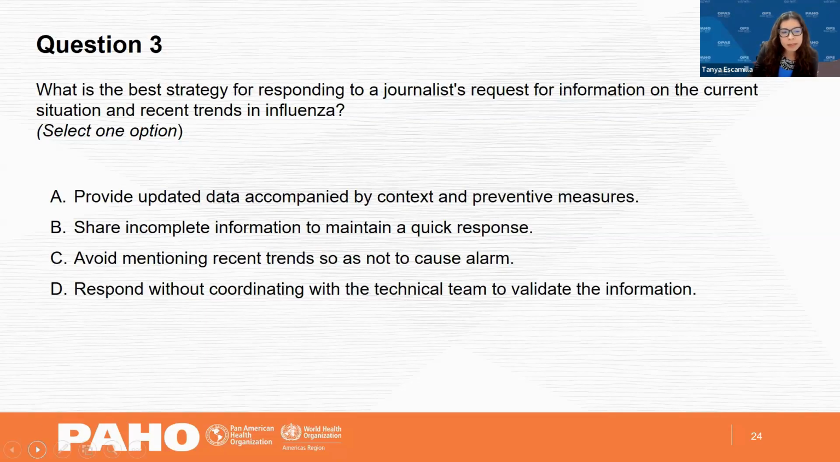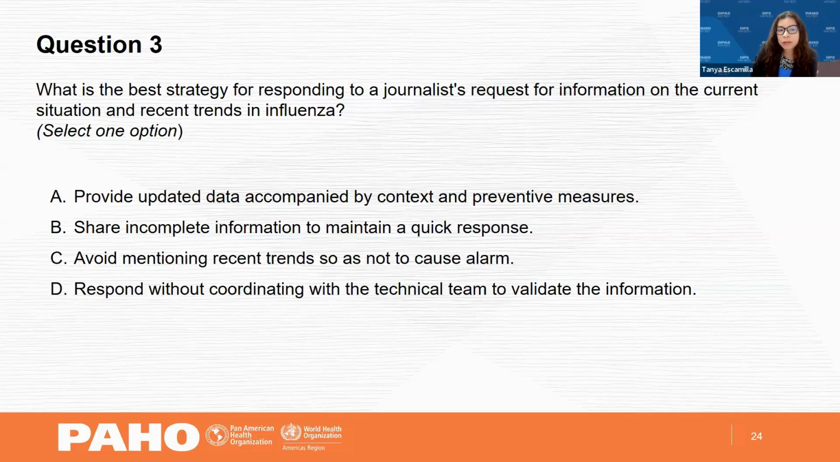Now we're going to move to the third question. That is the last question in this section. And the third question asks us what is the best strategy for responding to the request from the person from the media. The first option is to provide updated data accompanied by contextual information and the preventative measures that can be undertaken by the population. Secondly, share incomplete information to respond as quickly as possible.